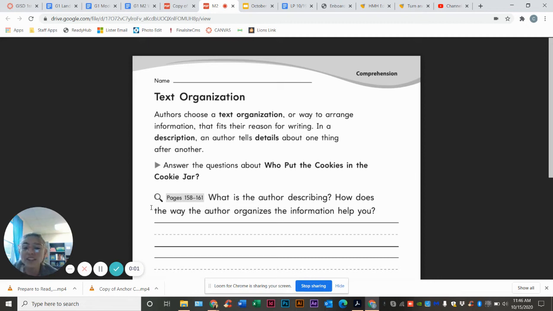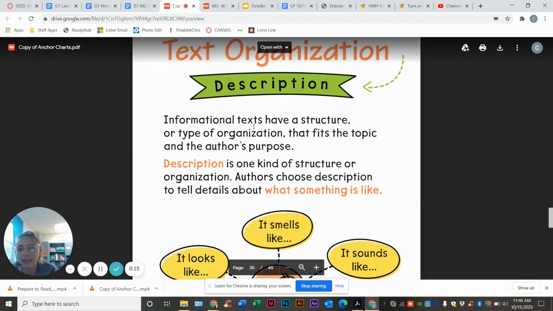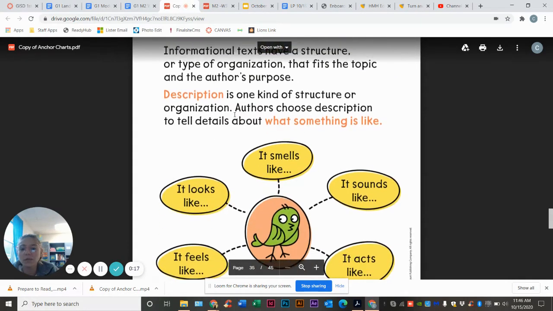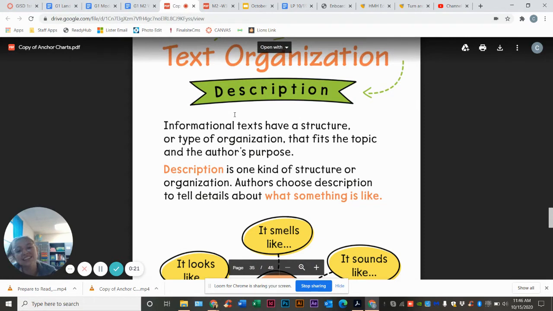Guys, so today we are talking about text organization. Can you say text organization? So, organization is a way that the author chooses to order the information in the story. So, I'm going to show you my screen here. And here is just a picture that helps us. So, it is a text organization.